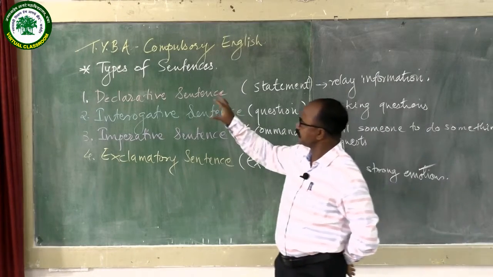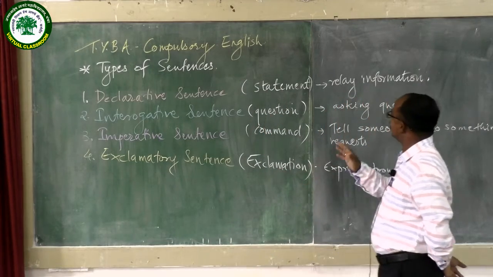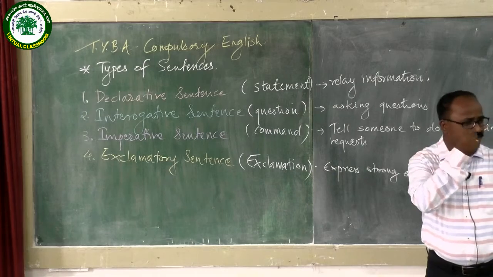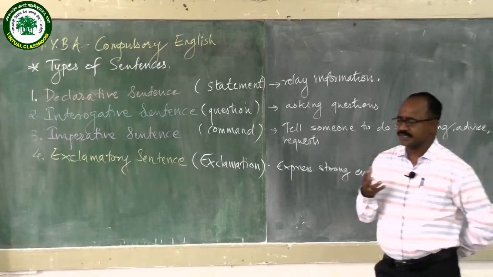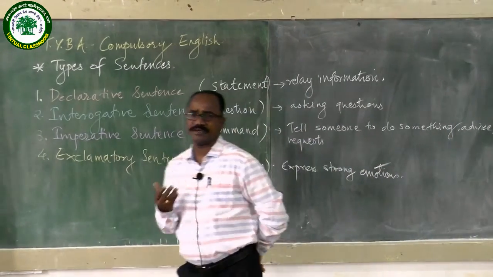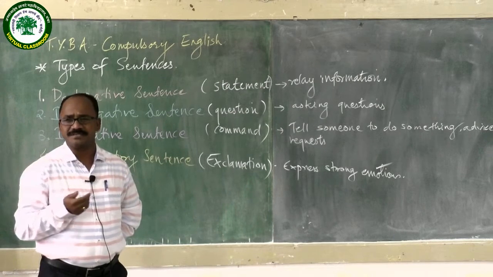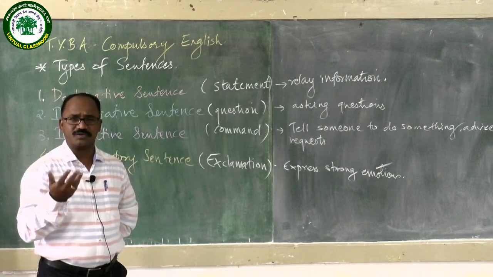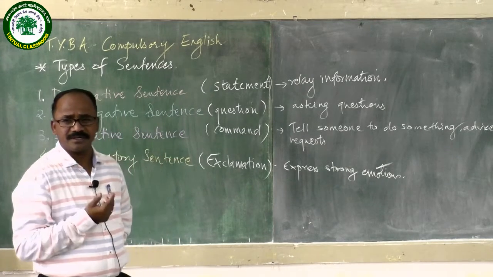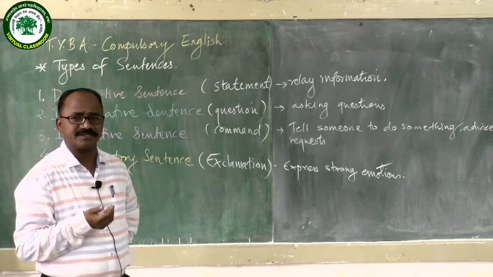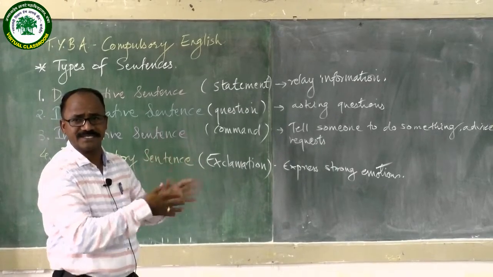Now when we talk about declarative sentence, it is a kind of statement which relays an information. See, when we generally speak in English, sometimes we have very plain statements, sometimes we have questions, sometimes we have doubts, sometimes we request, sometimes we give commands, etc. And for this purpose, we generally use these 4 types of sentences.